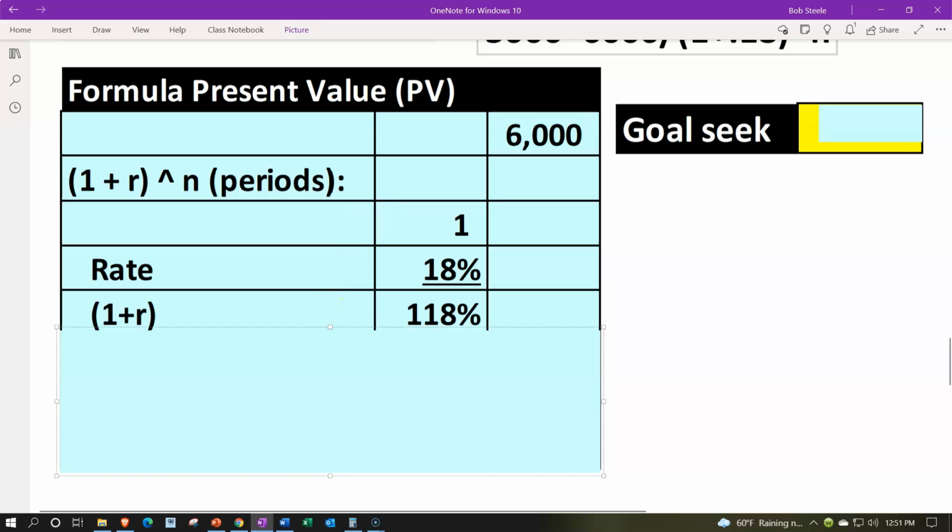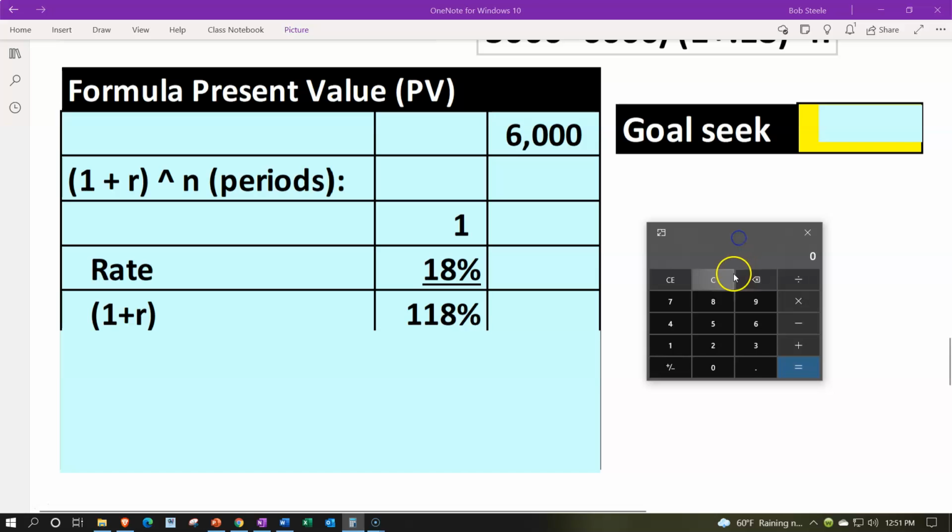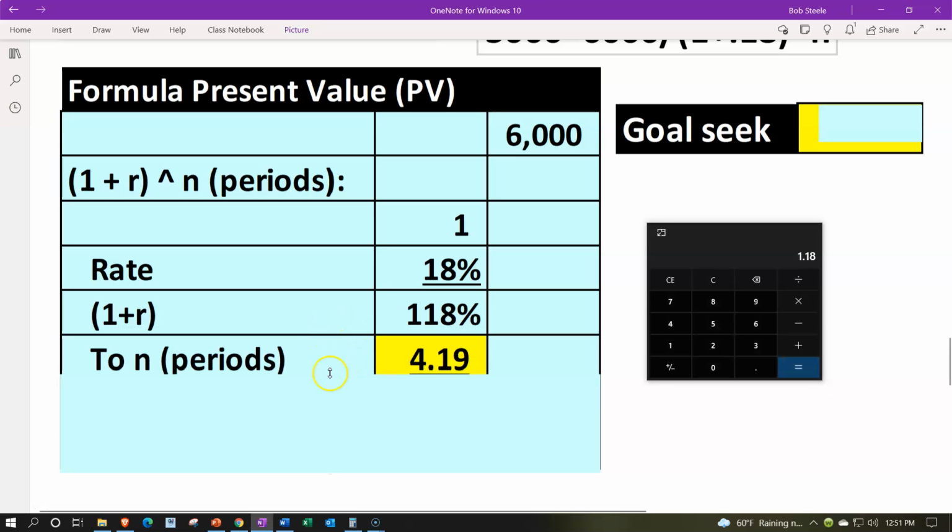And that would then give us, if we added those up, a subtotal here. So we got the 1 plus the 0.18, which is 1.18 or 118%. And then we have the number of periods. The number of periods is the unknown.